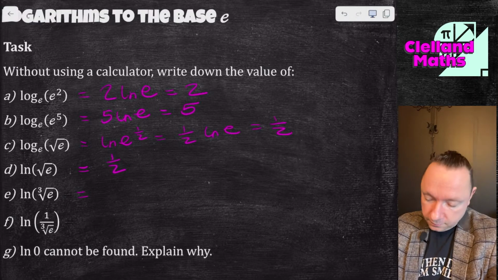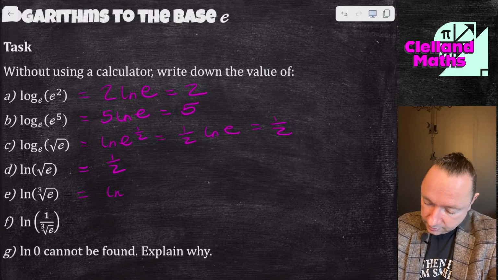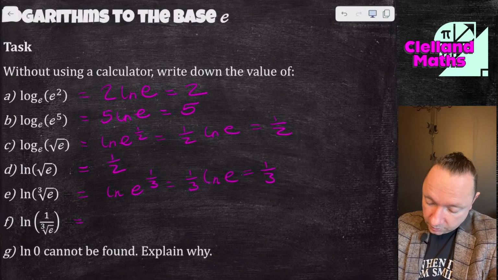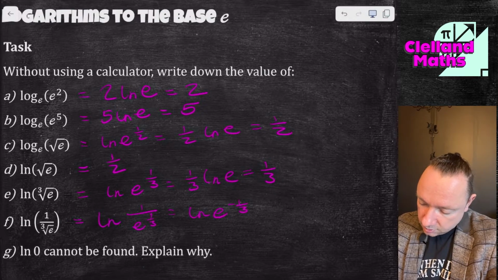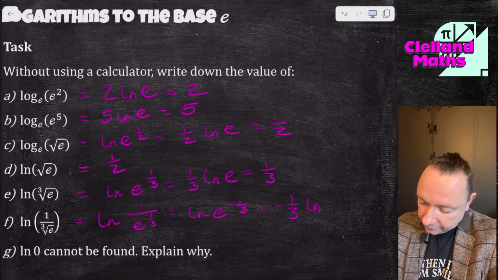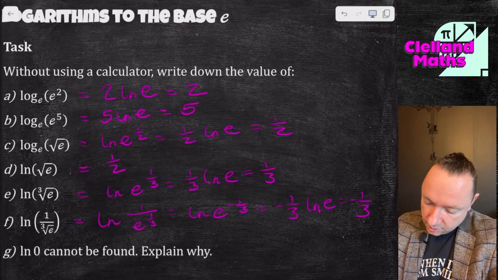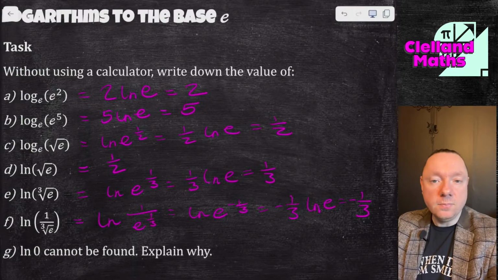ln cube root of e, well, that's ln e to the third, which is a third ln e, which is 1/3. And this one looks a little bit tricky, but we've got 1 over e to the third, which is e to the minus a third, which is minus a third ln e, which is minus a third. ln 0 cannot be found.